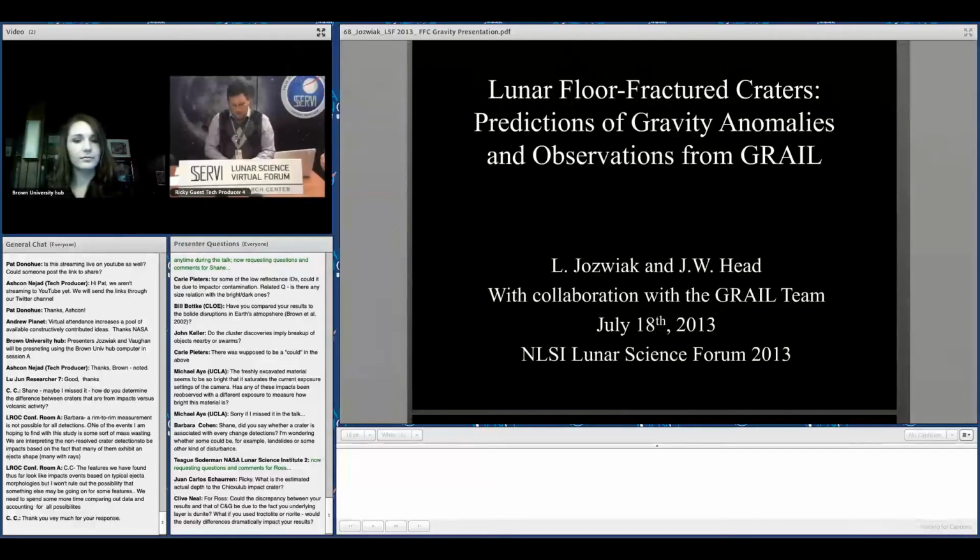The next speaker will be Lauren Jozwiak, who is a grad student at Brown University, and she'll be talking about floor-fractured craters, predictions of gravity anomalies, and observations from GRAIL.